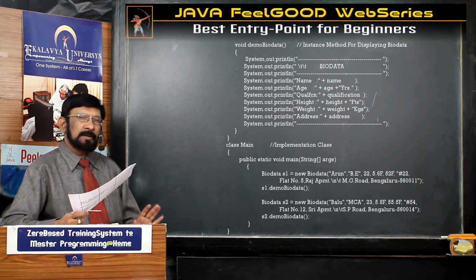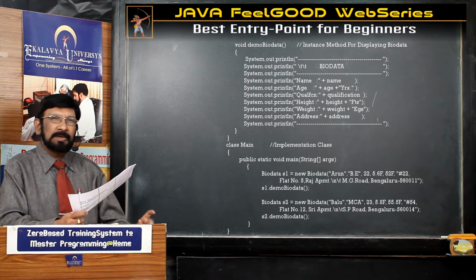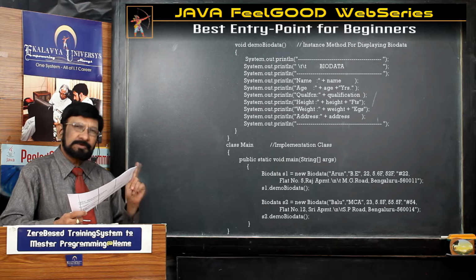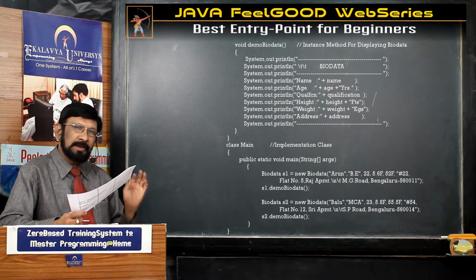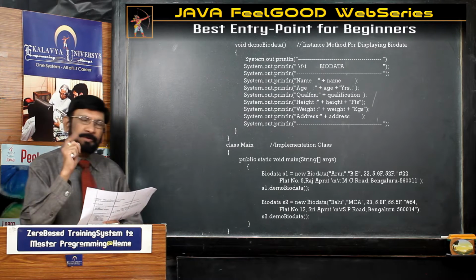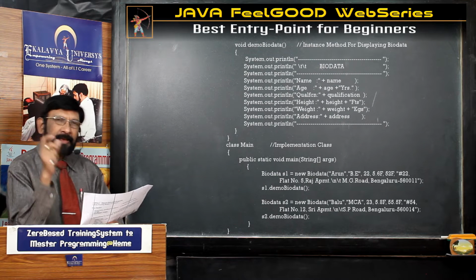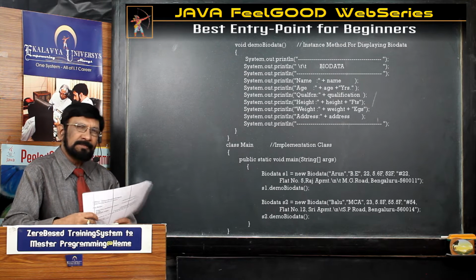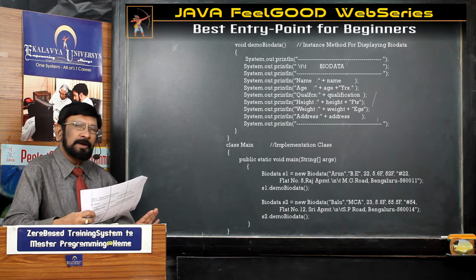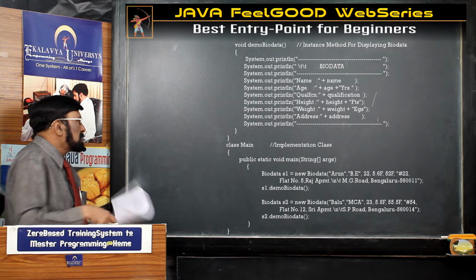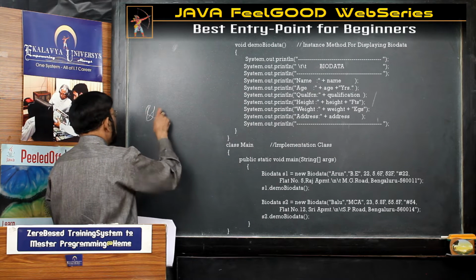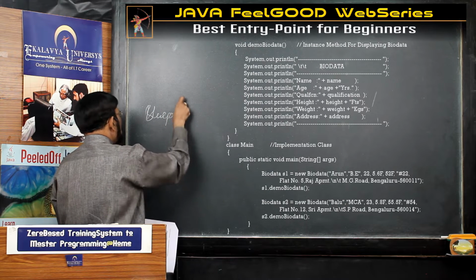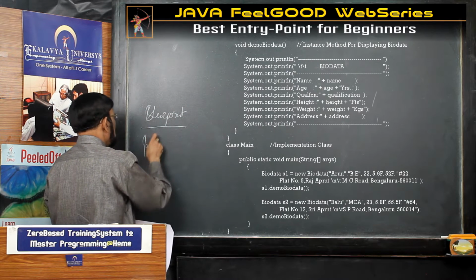With this, we are finishing the biodata class with the 3 groups of elements. First group, instance variables, the declaration of instance variables with 6 items. Second one, constructor, it is nothing but the set data method. Third one, demo biodata. So our blueprint class is ready. Then you go for implementation.